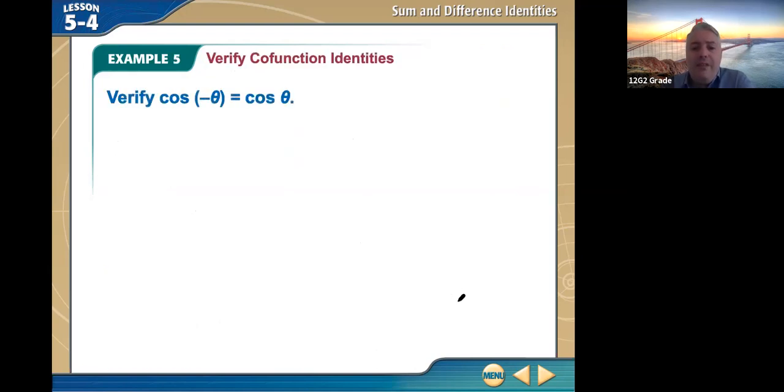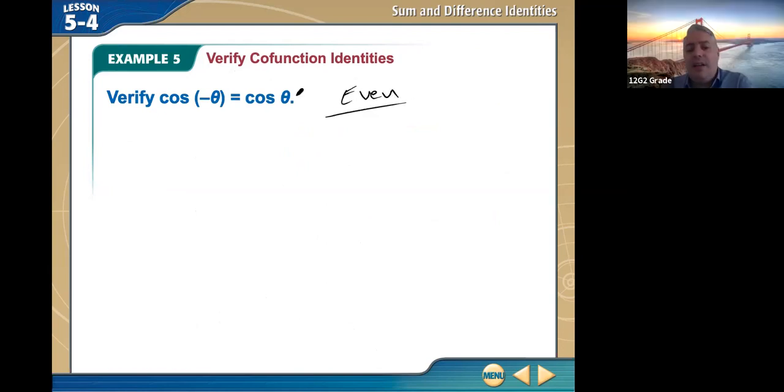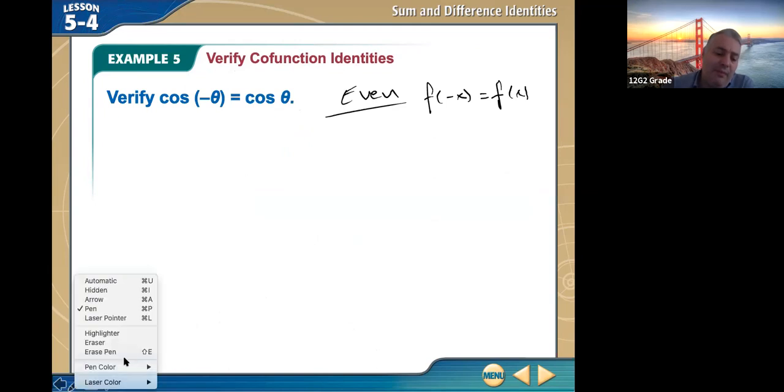Now, verify cofunction identities. It says that cosine of negative theta equals cosine theta. We know this from where? Cosine is an even function, so it must be. For an even function, we have this. But probably the book used a different way.